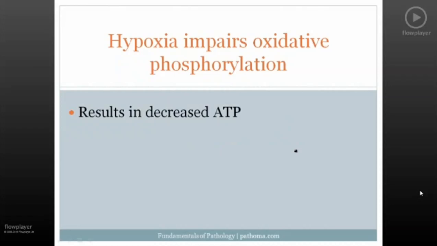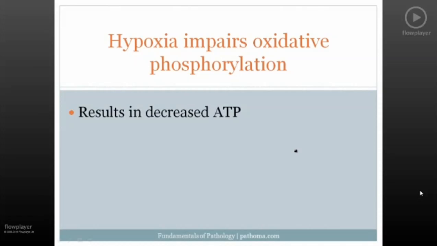Okay, now we get to the general theme of what are the consequences of hypoxia. So we talked about 3 different ways by which hypoxia can occur. For example, we talked about ischemia causing hypoxia, hypoxemia resulting in hypoxia, and decreased O2 carrying capacity resulting in hypoxia. So when we have hypoxia or low oxygen delivery to the tissues, what's the consequence? That's the next discussion.